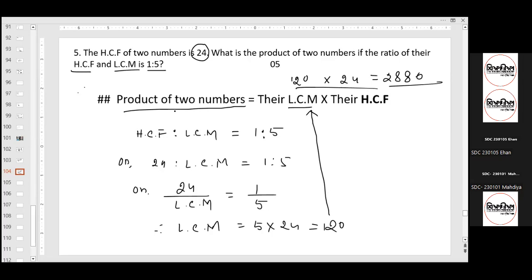Yes, sir. Given that the HCF is 24, since the ratio of HCF and LCM is 1:5, we can write this down, right? And from here we can solve this one. We get the solution that LCM is equal to 120, right? And then we write down this formula that we know: product of two numbers is equal to their LCM multiplied by their HCF. Then we just put the values of LCM and HCF to find the product of the two numbers, right?